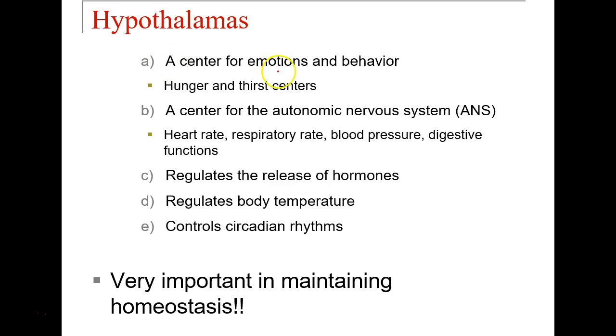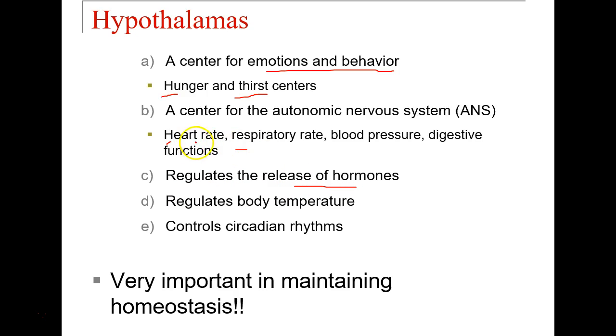Okay, so emotions and behavior. So hunger and thirst centers are coming from the hypothalamus. Autonomic nervous system, again, so heart rate, respiratory rate, blood pressure, and a lot of digestive functions are going to be passing through this hypothalamus. And then we're going to regulate hormone release.